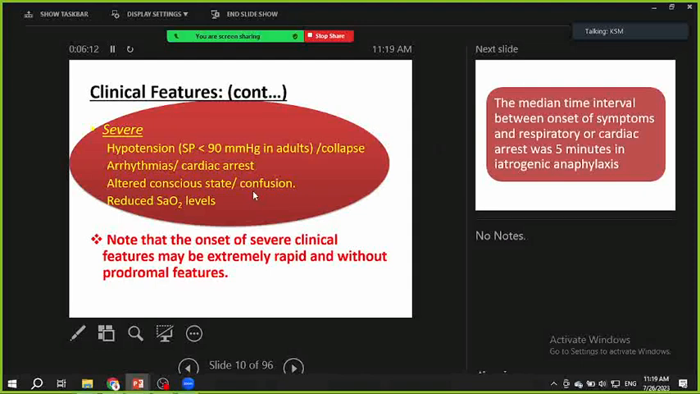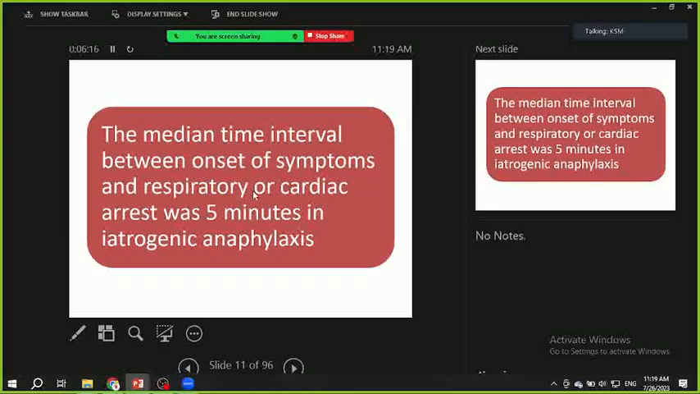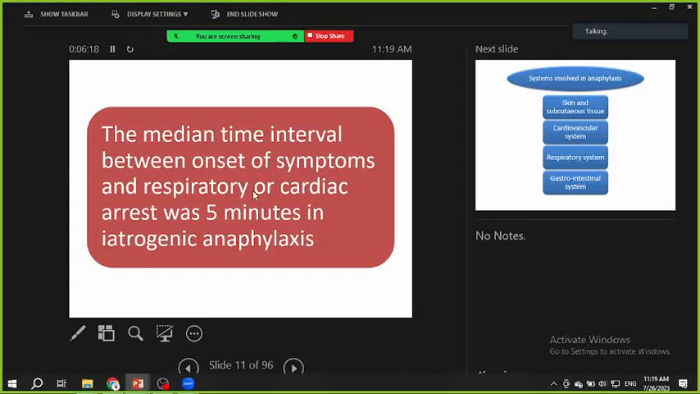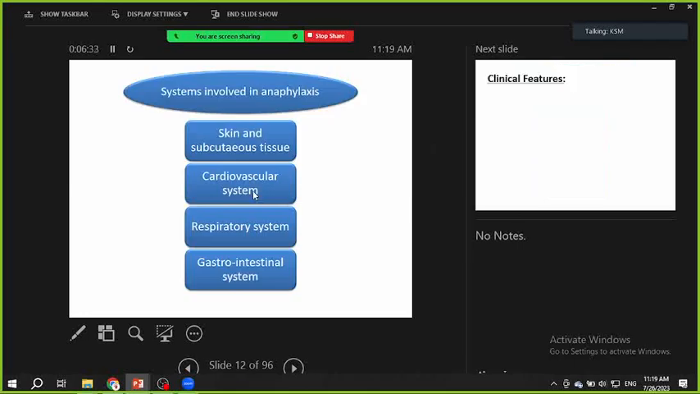Note the important thing: the onset of severe clinical features may be extremely rapid, without prodromal features. That you have to remember. The median time interval between onset of symptoms and respiratory or cardiac arrest was 5 minutes in iatrogenic anaphylaxis. Within 5 minutes, everything is done.